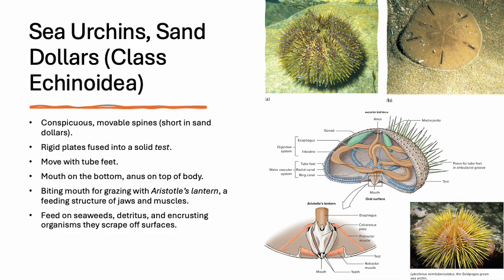Sea urchins and sand dollars are echinoderms with rigid skeletons called a test, made from fused plates. They move using both their tube feet and long, movable spines. Sea urchins are often grazers, scraping algae and detritus from surfaces with specialized jaw structures called Aristotle's lanterns. Sand dollars are flatter and adapted for burrowing in sandy habitats.